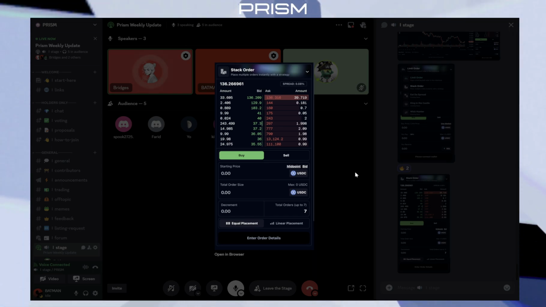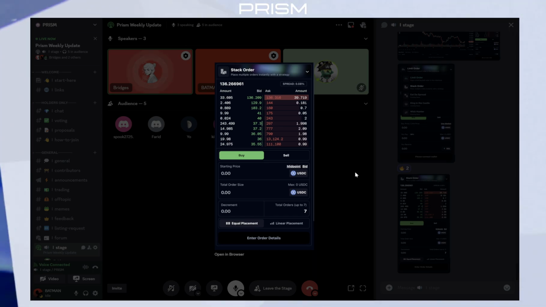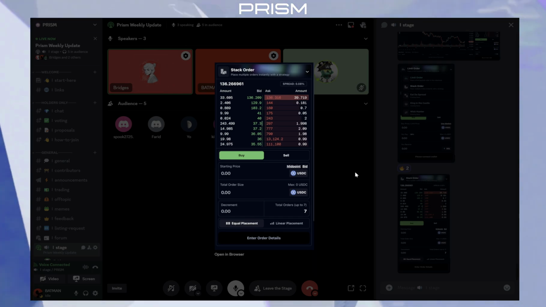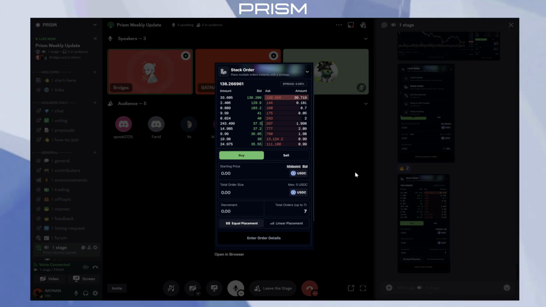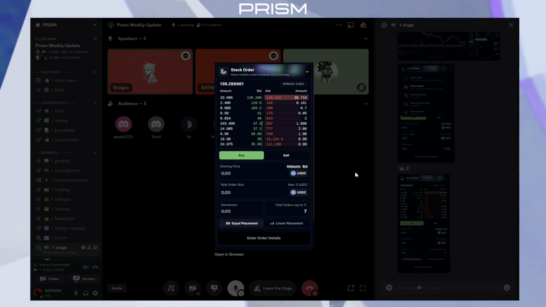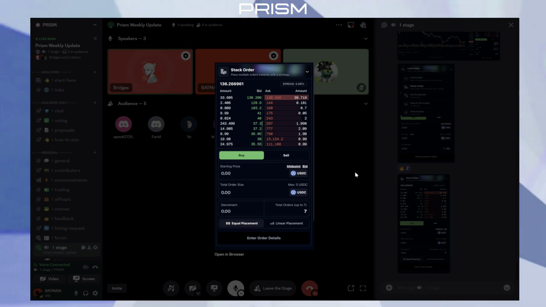On top, you have the buy and sell, and then you enter the decrement and total orders, and then the equal or linear placement, which was called the placement strategy before. This makes way more sense because you can see the equal placement has three bars equally, and then the linear placement has a linear increase. And when you switch between those, you can also see the orders on the chart, basically an order preview. So that makes things more usable as well.